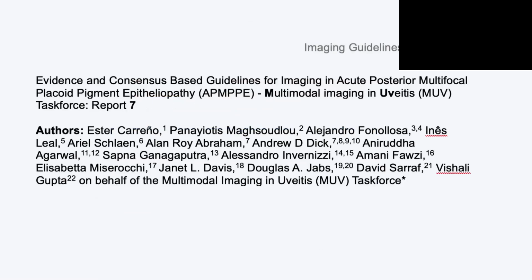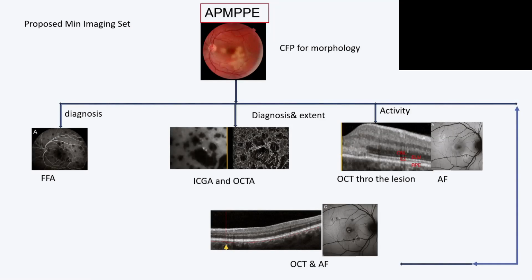Coming to AMPPE, there has been a lot of overlap between AMPPE and serpiginous because AMPPE might begin as AMPPE and get into serpiginous. We are not talking about the transition, we are talking at presentation. So if you look at the color fundus photo for morphology, you can say it's AMPPE, but not with that much confidence as you will say multifocal or MUDES. So you need fluorescein even to make the diagnosis of AMPPE.